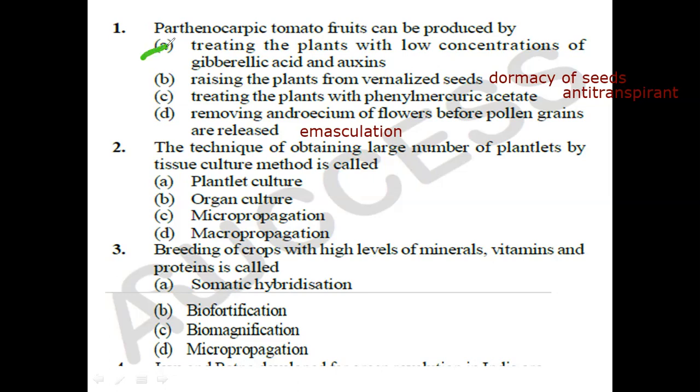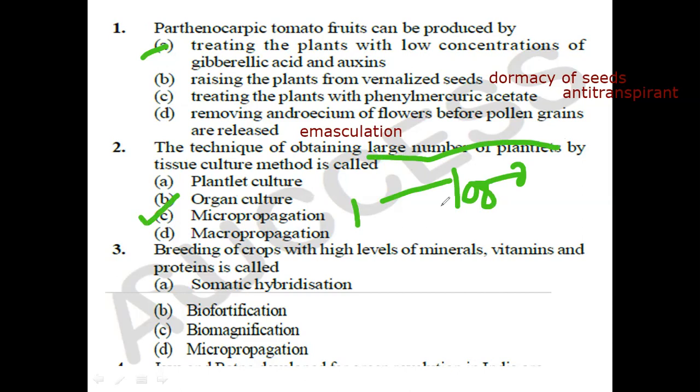The technique of obtaining a large number of plantlets by tissue culture method is called the process of obtaining large numbers of plantlets. Here we have to concentrate on large number of plantlets, that is, bulk production. So considering this particular phrase, large number of plantlets, it is called micropropagation. Micropropagation is a method where from one explant we can get thousands of plantlets because the cells possess totipotency.